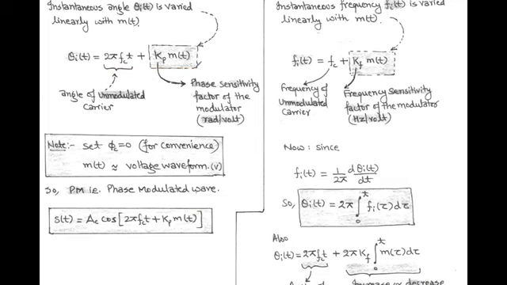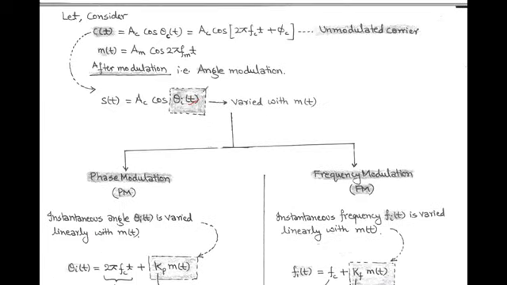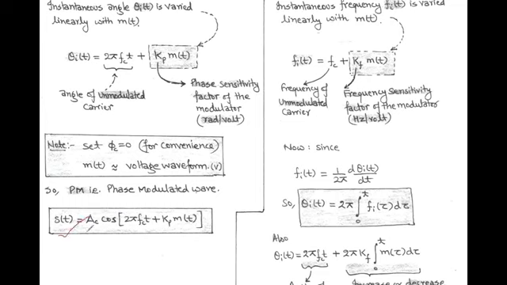So after substituting the instantaneous angle in the angle modulated equation, that is s(t) equals Ac cos theta i(t), we get the phase modulated equation. The phase modulated equation is s(t) equals Ac cos within brackets 2 pi fc t plus Kp into m(t). Here the term within the bracket is called the instantaneous angle in case of phase modulation. And Kp is called the phase sensitivity factor of the modulator, measured in radian per volt.